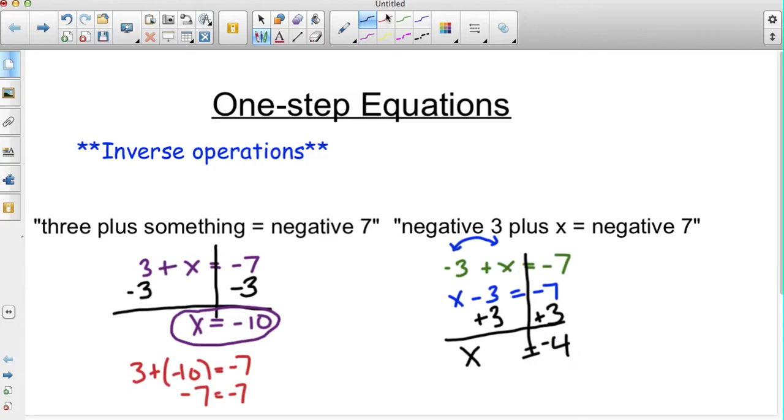Again, we'll check our answer, make sure it makes sense. Negative 3 plus a negative 4 is equal to a negative 7. On this side, I get a negative 7. Over here, negative 7. All right, so those are adding and subtracting one-step equations.